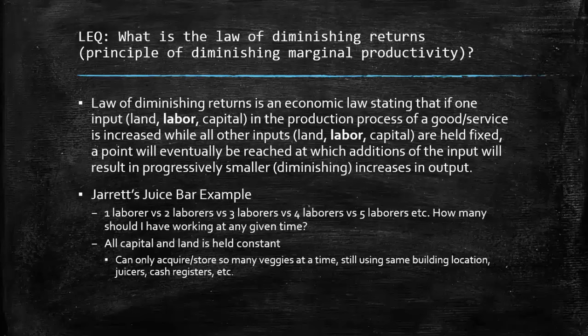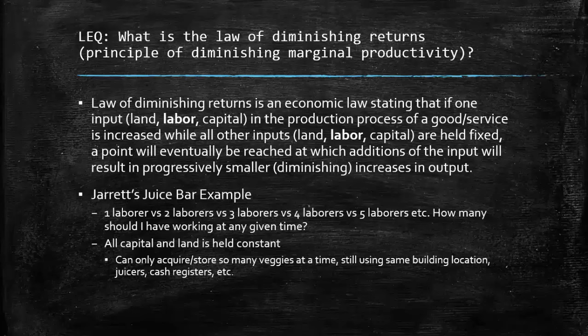What is the law of diminishing returns? Sometimes referred to as principle of diminishing marginal productivity. We're going to call it the law of diminishing returns. So here is the textbook definition, as you will. And in all honesty, I'm going to read it to you, and it's probably not going to make any sense. When I give you an example, then you'll be like, oh, I get it. It's best explained through an example, but here we go.